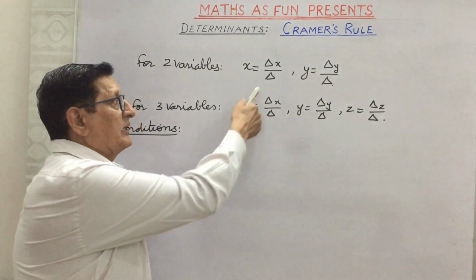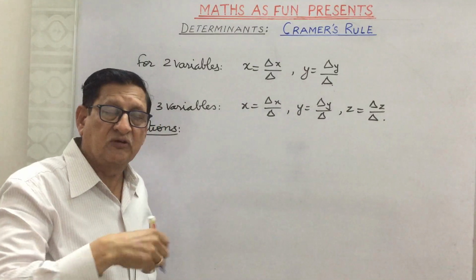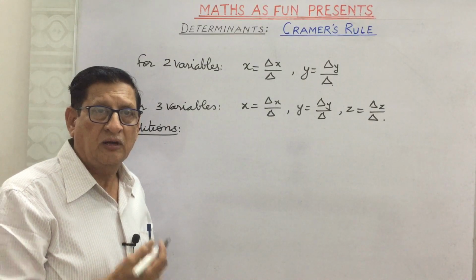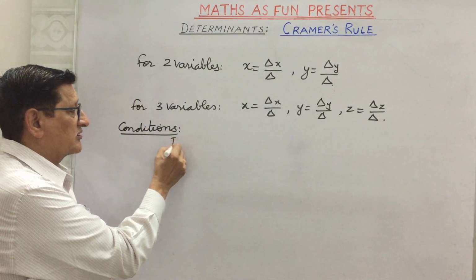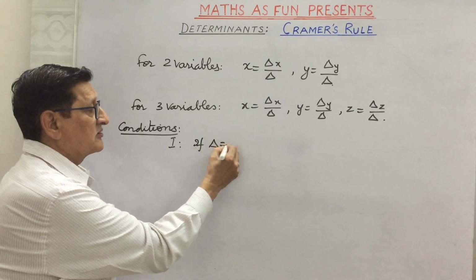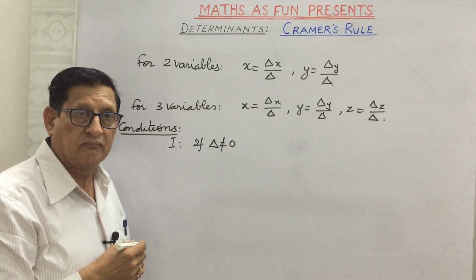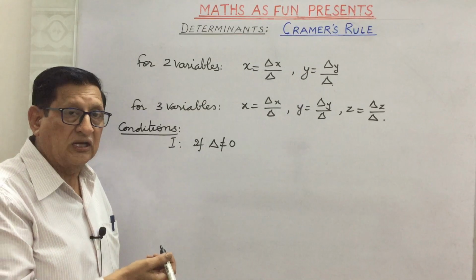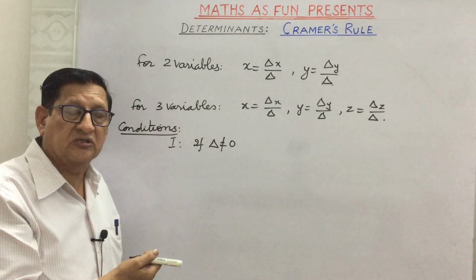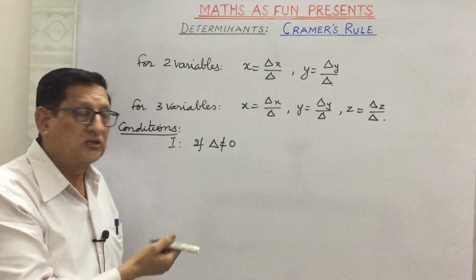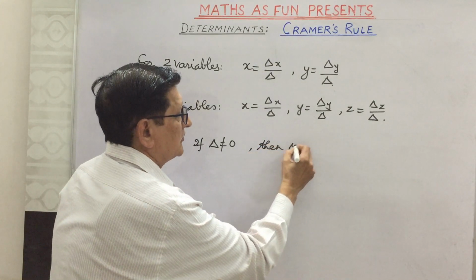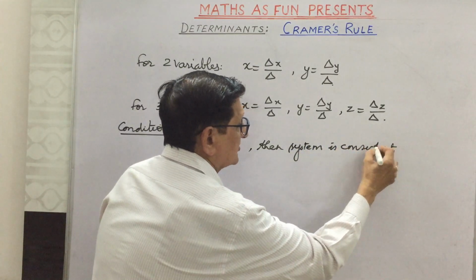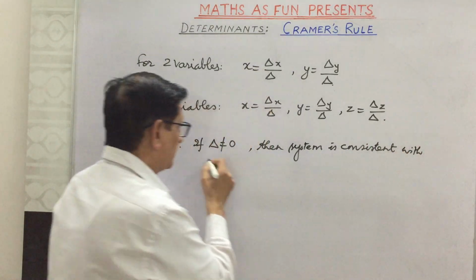What we see? Delta is coming in the denominators, so this will play a vital, important role. How is it? See the conditions now. In the first case, delta is not equal to 0. If delta is not equal to 0, then certainly we will have a unique solution and the system will be consistent. So we can say then the system is consistent with unique solution.